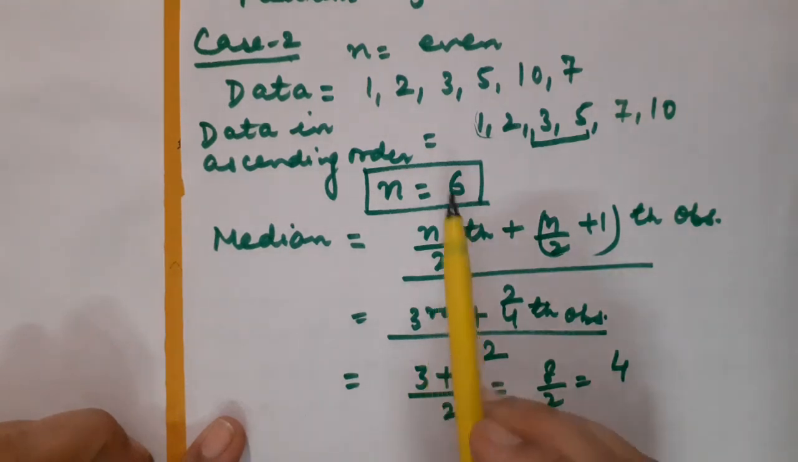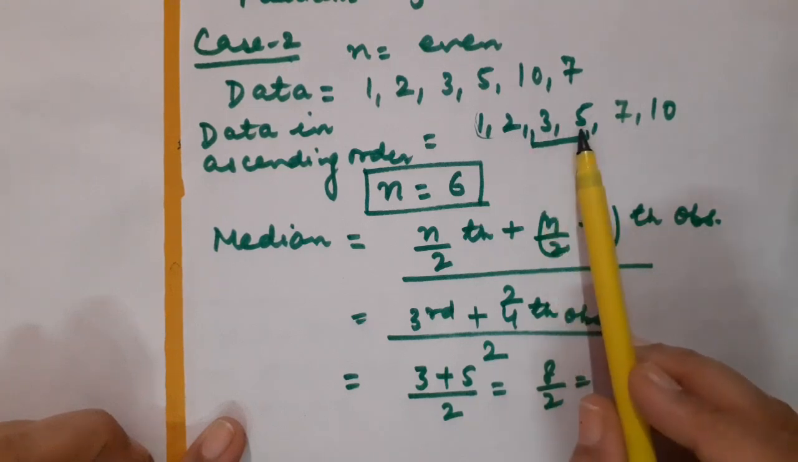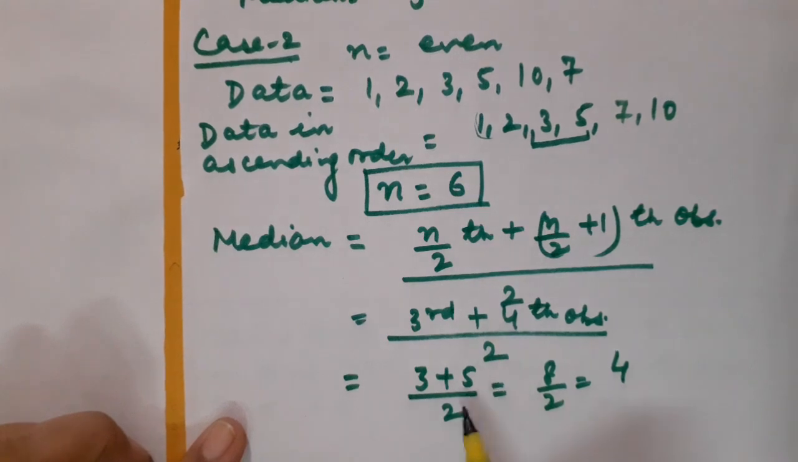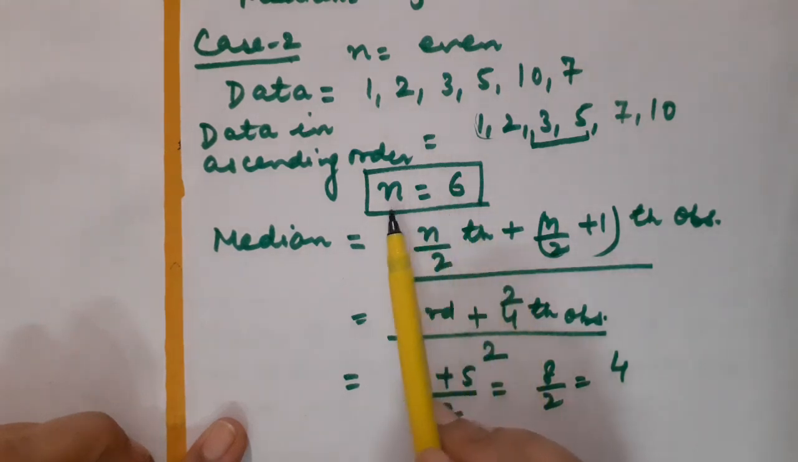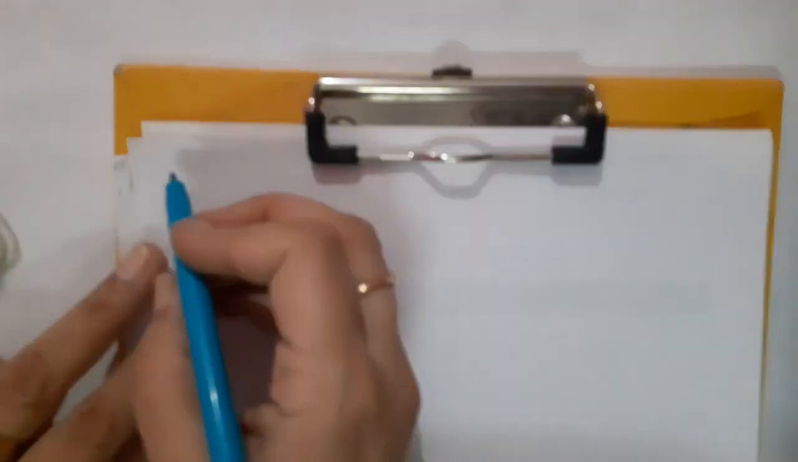So children, when the data is even, what are you going to take? You will just pick the middlemost observations. They will be 2 in number and you are supposed to take their average. And that average will be known as the median for the ungrouped data when n, the number of observations, is even. Got it? So children, this was all about median.